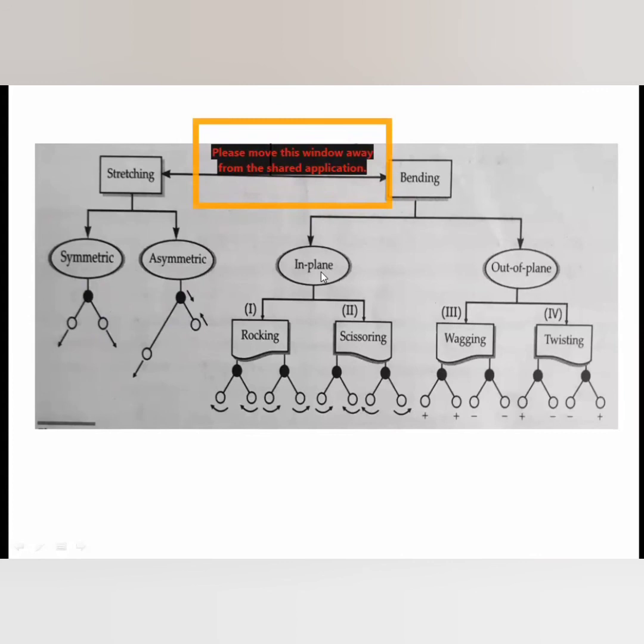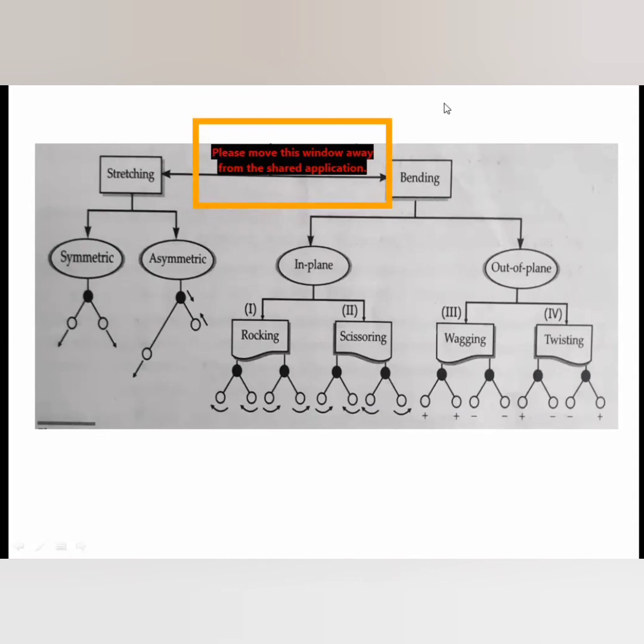And bending is in-plane and out-of-plane. In-plane, rocking: one moves away from the central atom. That is known as rocking, and this is the representation for rocking. And scissoring: both come closer and move away from the central atom. And wagging: this one comes closer to the observer, that is represented as plus, and moves away from the observer, that is represented as minus. And twisting: plus comes closer to the observer, minus moves away from the observer.